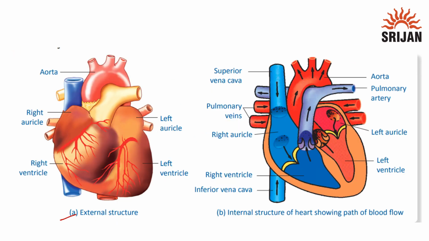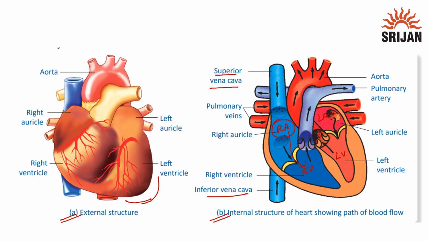Here we have the external and internal structure of heart. We can observe that heart is slightly conical in shape. Here we can observe right atrium, right ventricle, left atrium, left ventricle. We know that deoxygenated blood from entire body comes to right atrium with the help of superior vena cava and inferior vena cava. From right atrium, it will move to right ventricle.